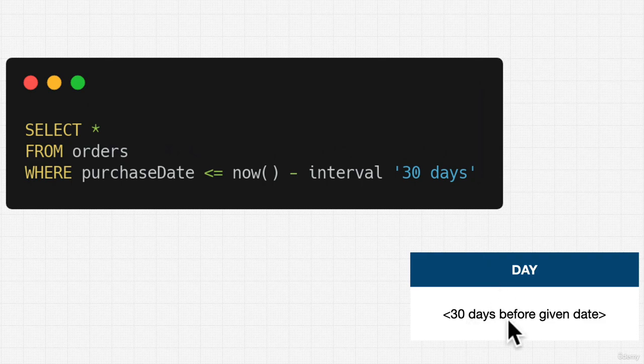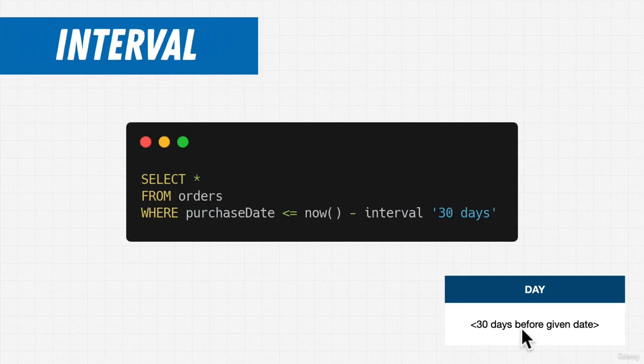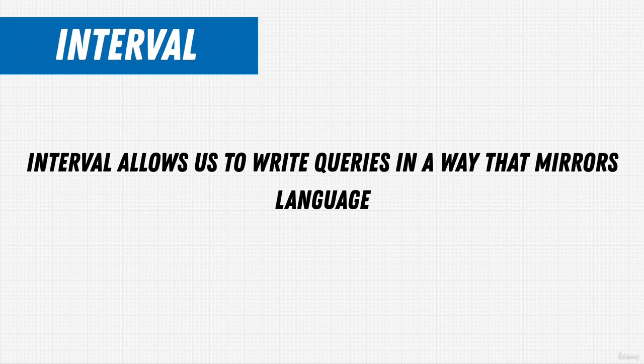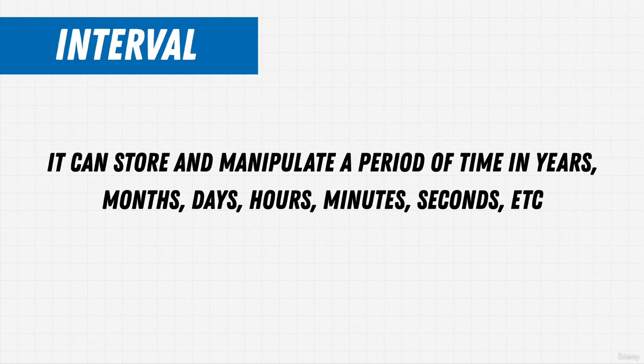So you can see how this is already more readable. It's easy to work with interval to do these types of things. Interval allows us to write queries in a way that mirrors language, and that is extremely useful. It can store and manipulate a period of time in years, months, days, hours, minutes, seconds, etc. Intervals are just useful that way. They're a keyword that allows us to write things in a natural language fashion.